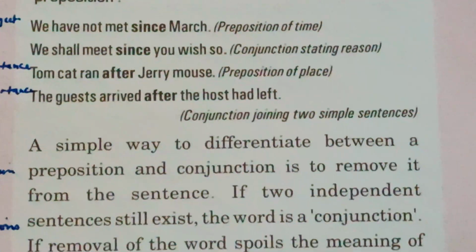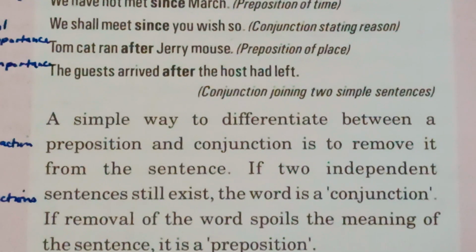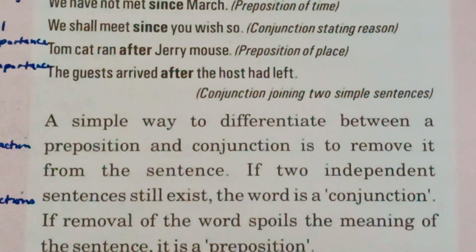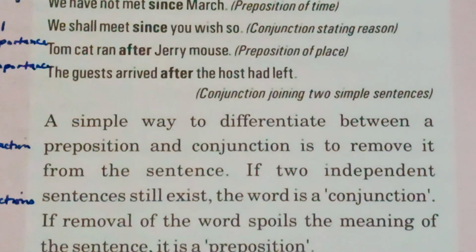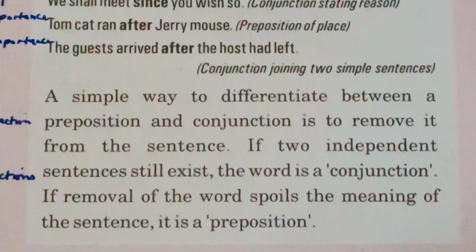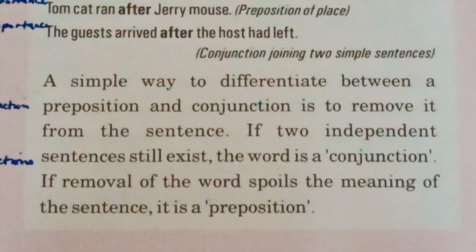A simple way to differentiate between a preposition and conjunction is to remove it from the sentence. Sentence में से निकाल दो. If two independent sentences will still exist, the word is a conjunction. अगर दोनों अलग अलग sentences आपको दिख रहे हैं, meaning है दोनों का, तो it is a conjunction. अगर उसको remove करने से उसका meaning ही खत्म हो जाता है sentence का, तो then it is a preposition.